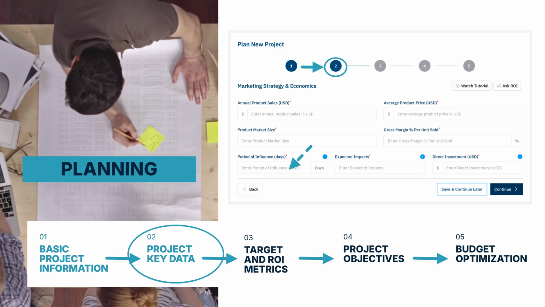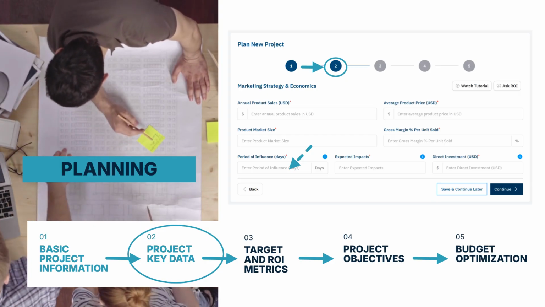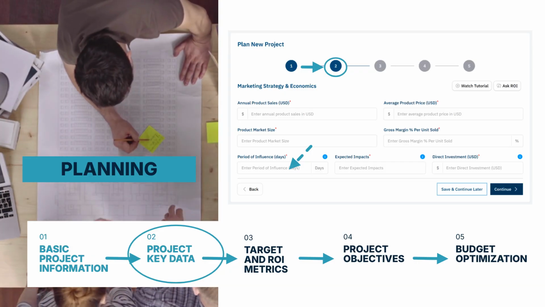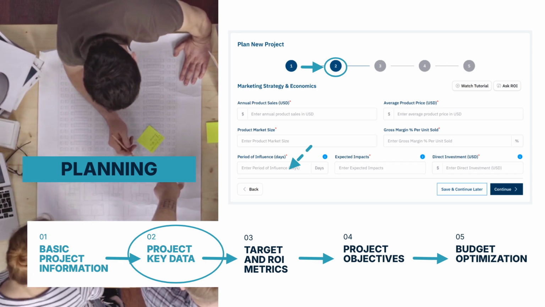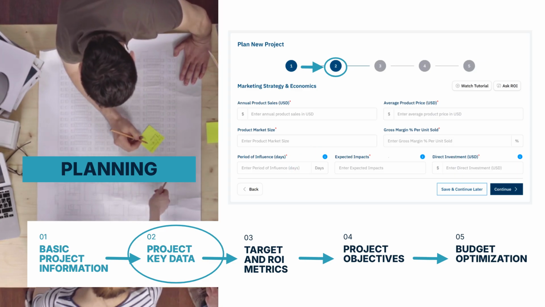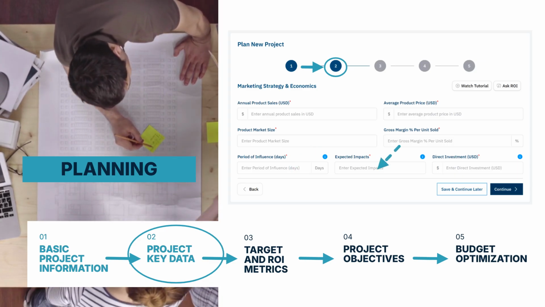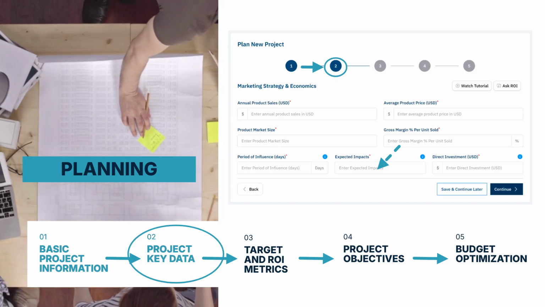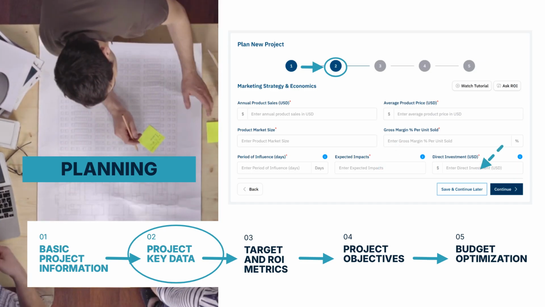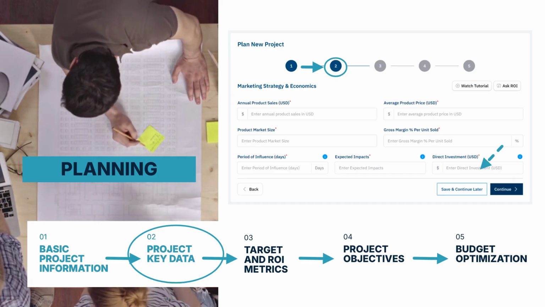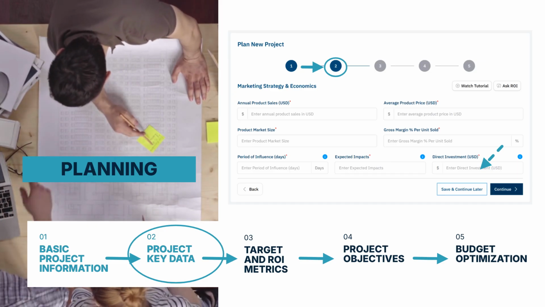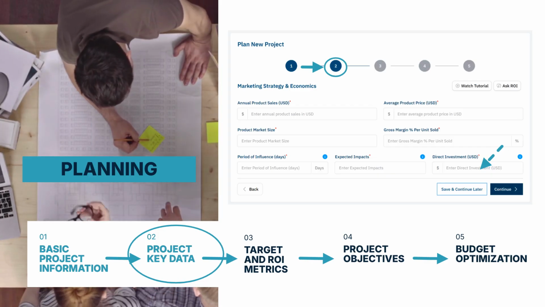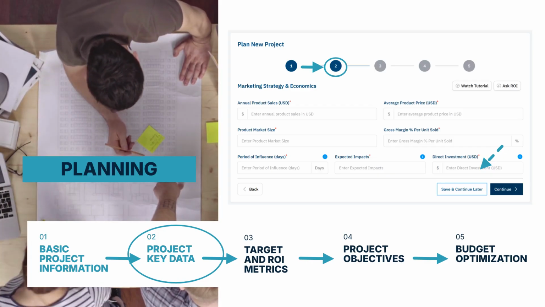It requires internal alignment, particularly with your sales team, and should be informed by research, industry benchmarks, historical performance, or insights from other marketing tools. After that, you'll estimate the expected number of impacts, the projected reach of your initiative in terms of views, attendees, interactions, or impressions. Finally, you'll enter the direct investment associated with the project. Please include only the actual costs of executing the initiative and do not include any discounts or promotional incentives. Those will be captured separately at a later stage in the process.